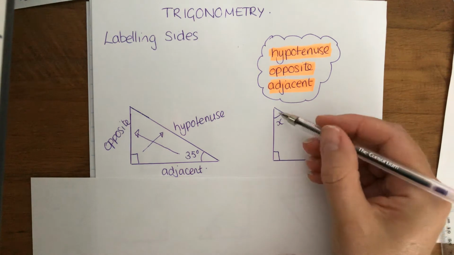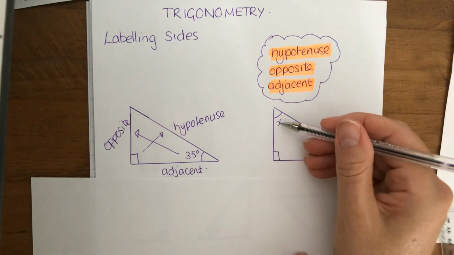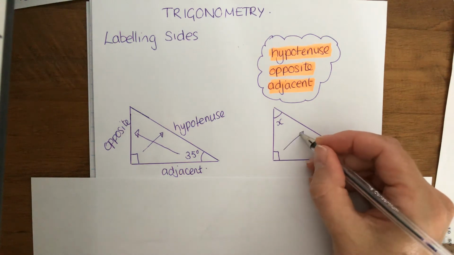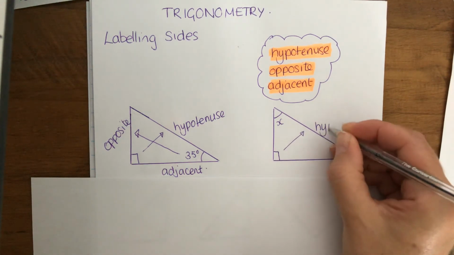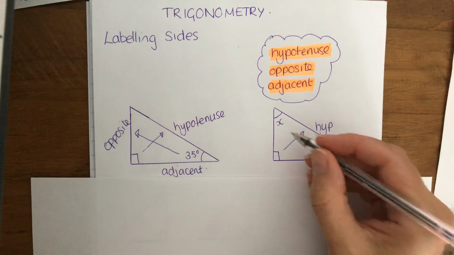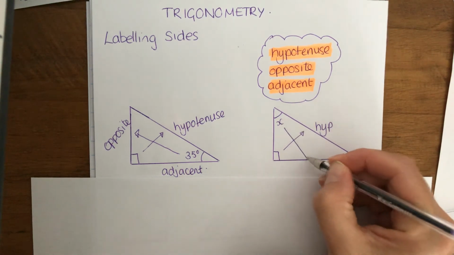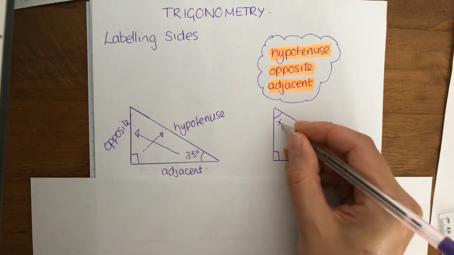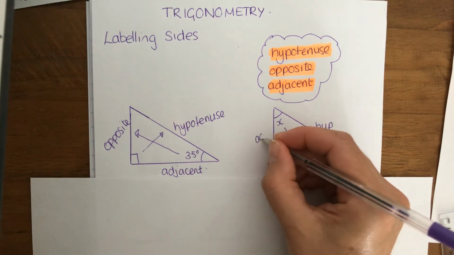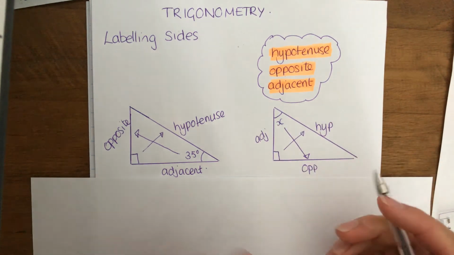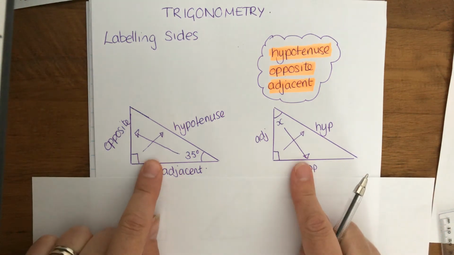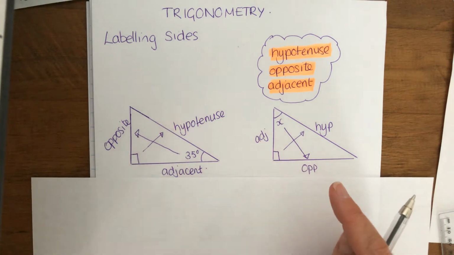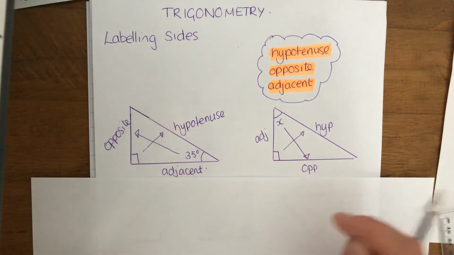So this triangle, same looking triangle, but this is the angle of interest. Again, hypotenuse, the one opposite the right angle. So I'm going to shorten it to hyp, just save a bit of time. Opposite the angle of interest is the opposite side. And next to the angle of interest, the adjacent side. So notice, even though they're the same type of triangles, they look similar, the opposite and adjacent swap round depending on where the angle of interest is.